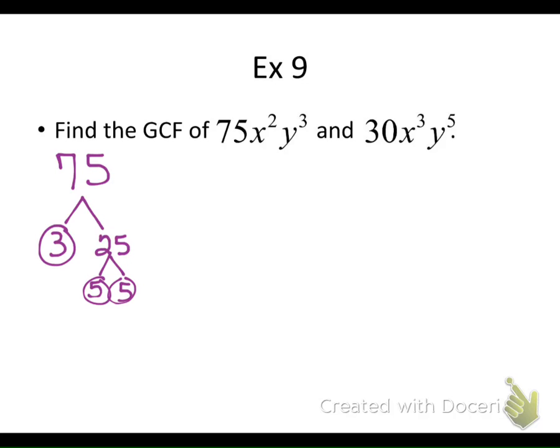Okay, so now I'm going to come to 30. What two numbers can I multiply together to get 30? 3 and 10, or 5 and 6, any of those work. For 10, we have 2 and 5.